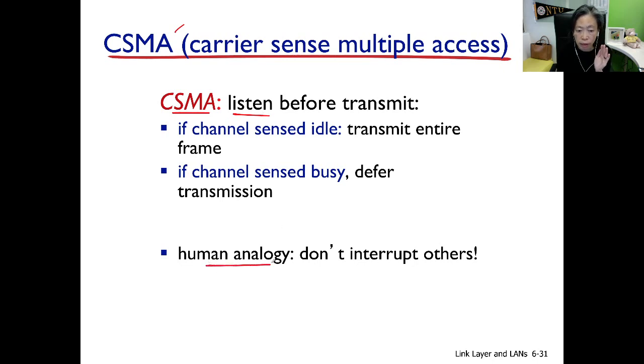So the idea is a little bit like in human conversations. If someone else is speaking already, then we don't interrupt the speakers. So you sense the channel. If it's idle, then transmit the frame. Otherwise, defer transmitting the frame.